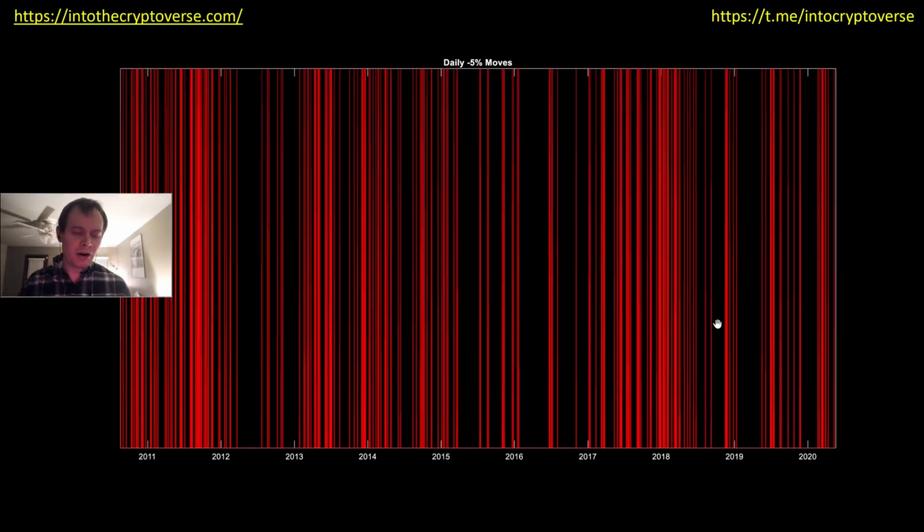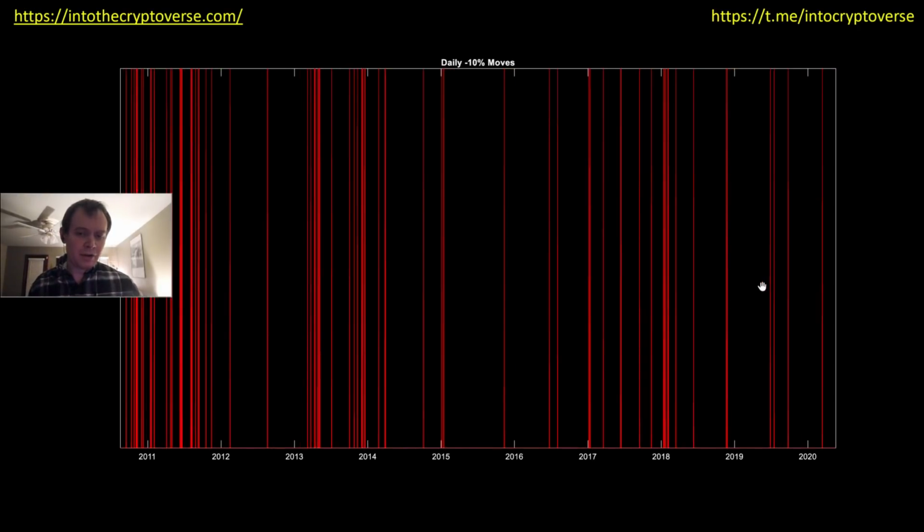Basically, the point of this chart is to just show you how negative 5% daily moves are just par for the course. If you take it up a step further, if you look at negative 10% moves, well, we still have plenty of these. Every single year, we have days where we see Bitcoin drop by 10%.